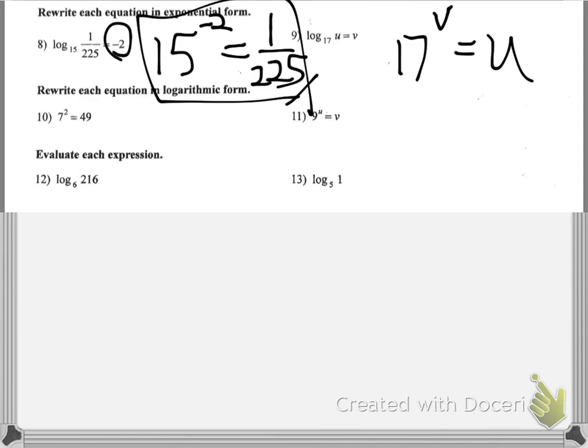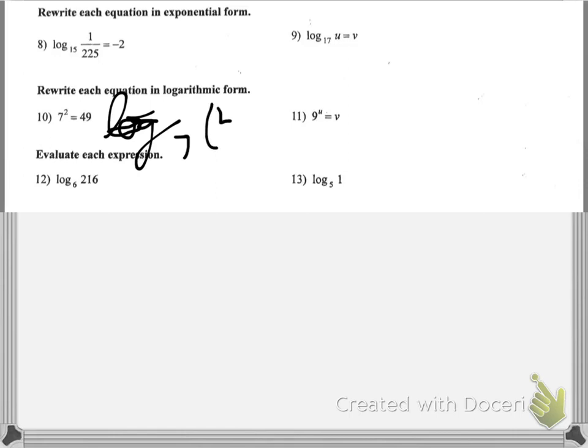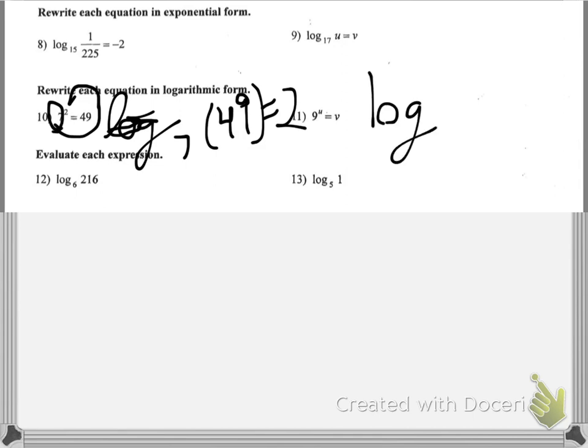Let's see here. Let's put this now on numbers 10 and 11. We're hoping to put things into logarithmic form. So that'll be a log base 7 of 49 equals 2. Just pulling the switch. It's this number to the that equals the other, or some kind of thing. And then number 11, similar. This is log base 9 of v, pretend that says v, equals u.